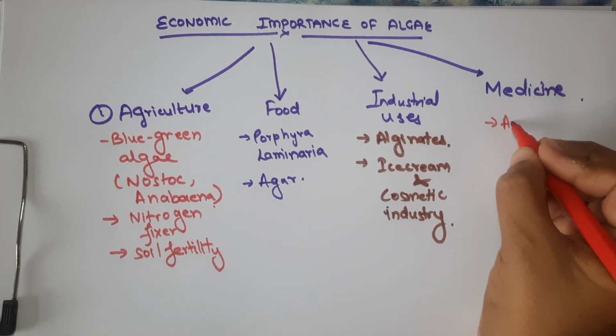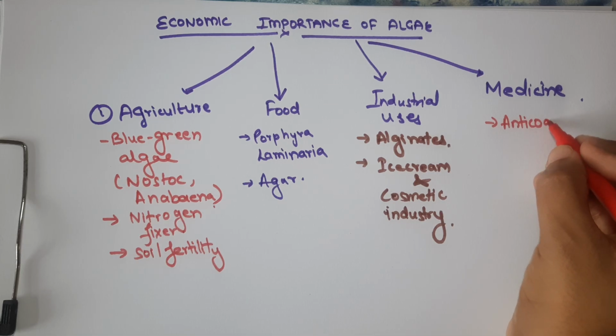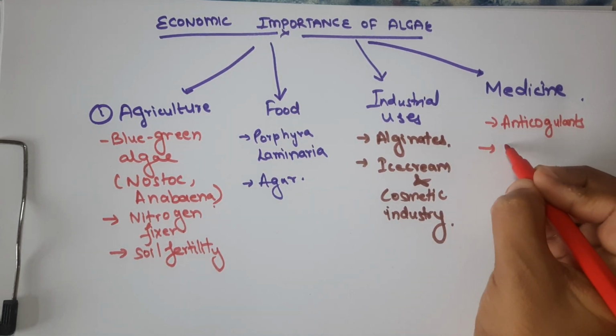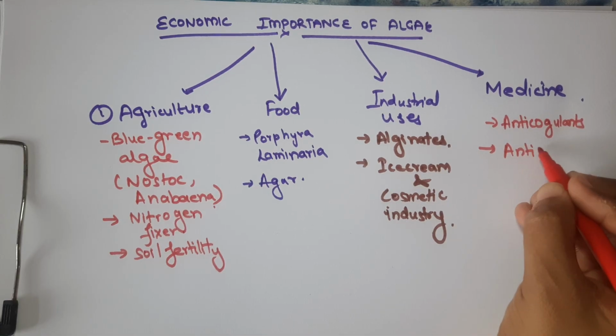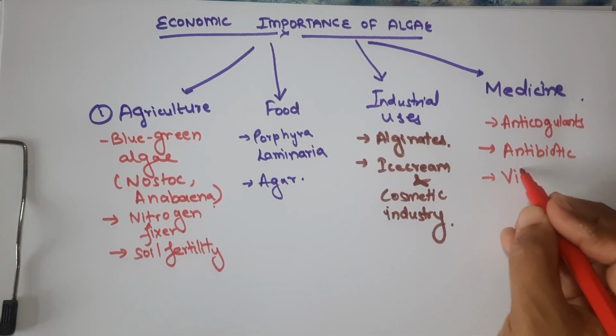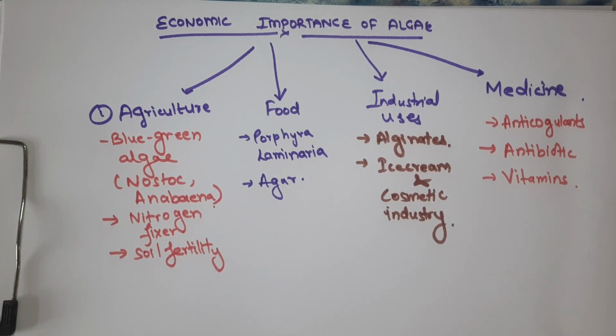They have properties like anticoagulants. They are also an important source of antibiotics and a rich source of vitamins. So this is all about the algae. Students, in this video we have tried to understand the characteristics of algae with examples, and also the classification and the importance of the algae.